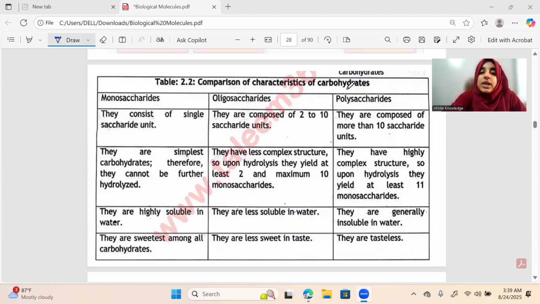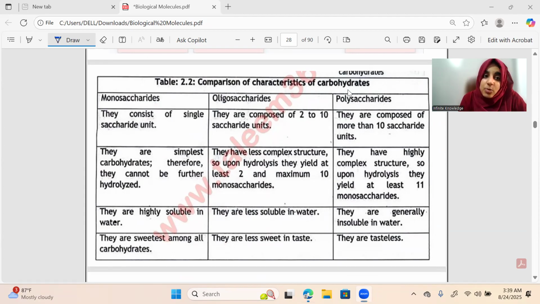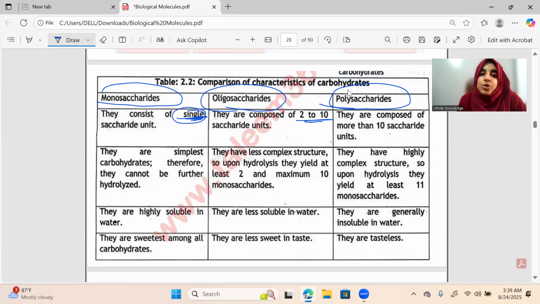So, in the last video, we have already studied that there are three basic kinds of carbohydrates. The first one is monosaccharides, then we have oligosaccharides and polysaccharides. So the basic difference is clear that monosaccharide contains a single saccharide unit, oligo consists of 2 to 10 saccharide units, and poly contains more than 10 saccharide units, right?